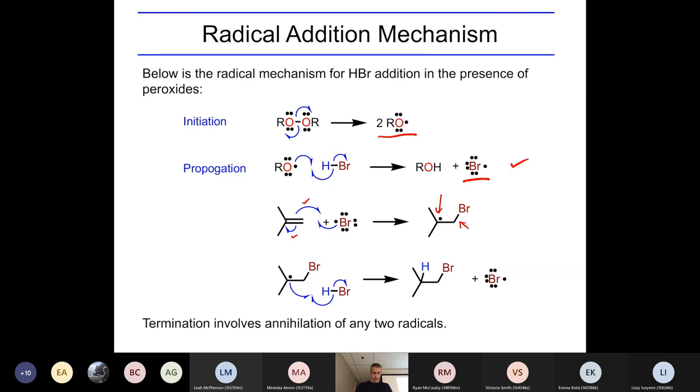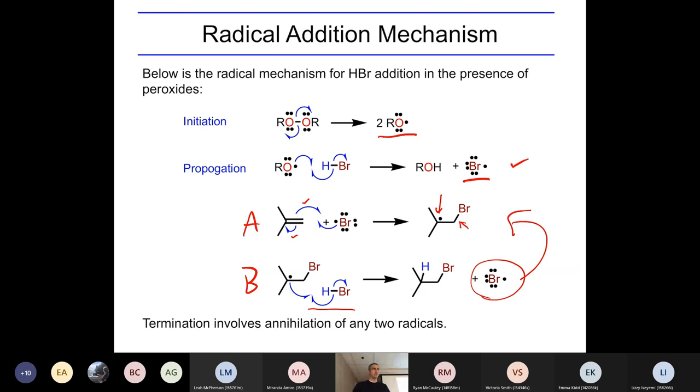Then what that can do is abstract a hydrogen from another HBr, regenerate our bromine radical, and that can do step one again, like A and B, right? And then it alternates A, B, A, B, A, B. We start our chain mechanism again, our chain reaction, and it keeps going in a sequence until you run out of alkene or you run out of HBr, or enough termination steps pile up that the reaction slows down and grinds to a halt.